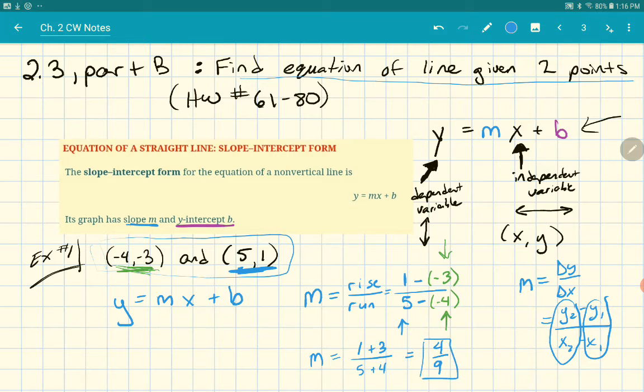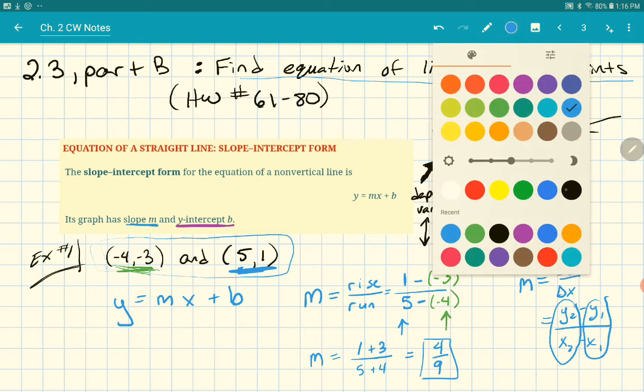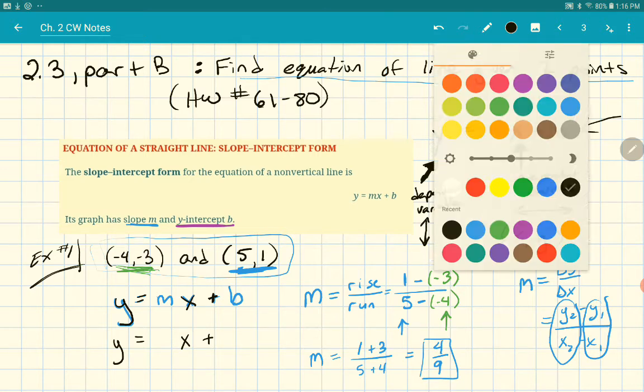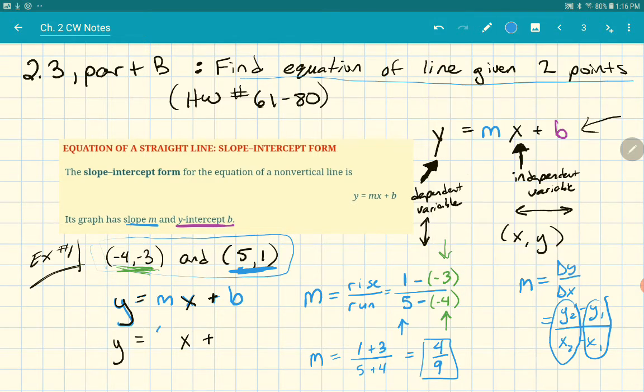So remember I said that with this equation over here, the y, the equals, the x, and the plus are constant. So I'm just going to keep that here and just fill in the m and the b. I just found out that m is 4/9. So now I just have to find out what that b is.